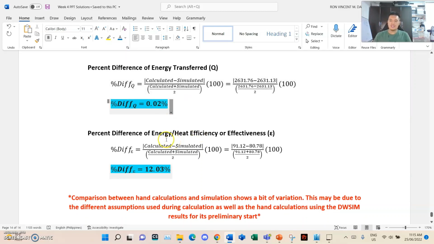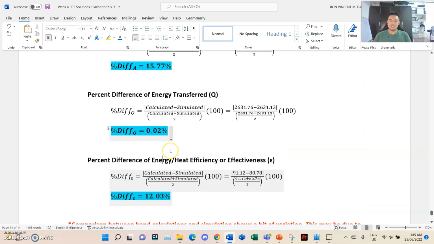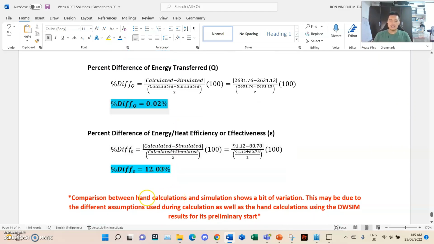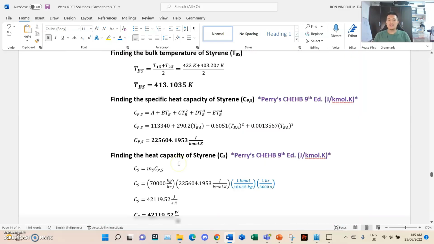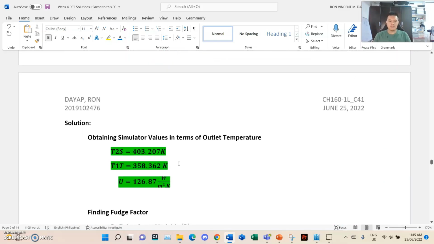So the main reason that I can give for this variation is that the comparison between hand calculations and simulations shows a bit of variation. This may be due to the different assumptions used during calculation, as well as the hand calculations using the DWSIM results for their preliminary start. Remember earlier that I used the data from DWSIM in order to truly justify the simulator itself. So it's quite ironic that in order to justify the values of the simulator, I used the simulator values for hand calculation, which may cause a bit of variation.